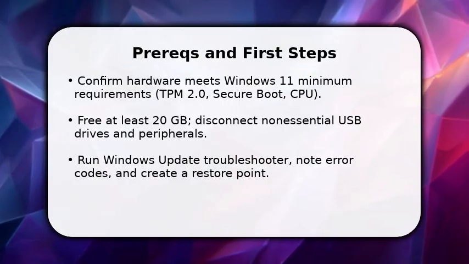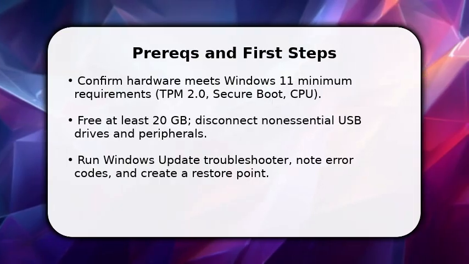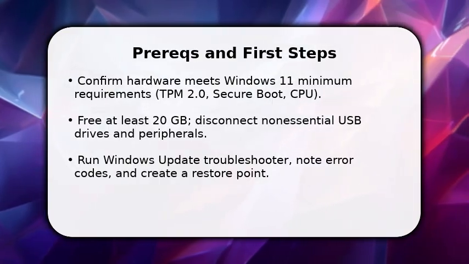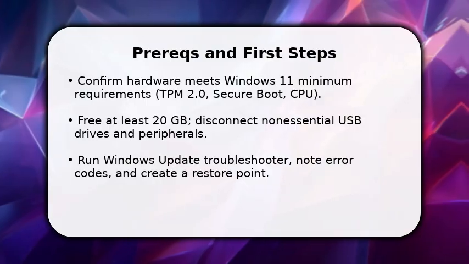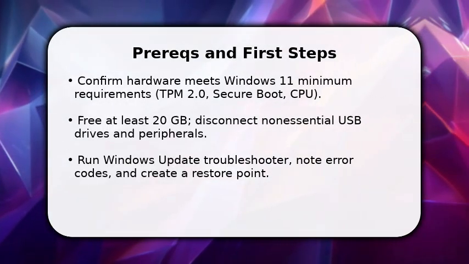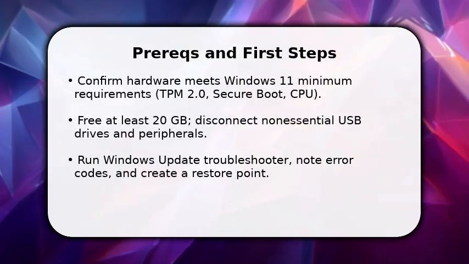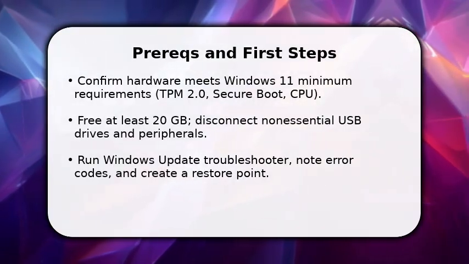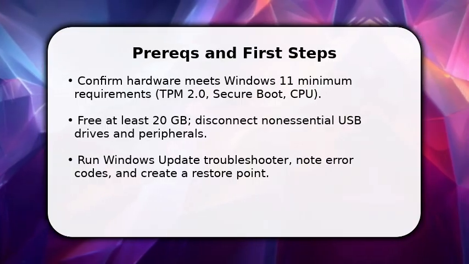You start by verifying the hard requirements. TPM 2.0, Secure Boot enabled and supported CPU. Once done, free at least 20 GB and unplug extra USB drives to avoid conflicts. Run the built-in Windows Update troubleshooter now. It often fixes corruption or service issues.